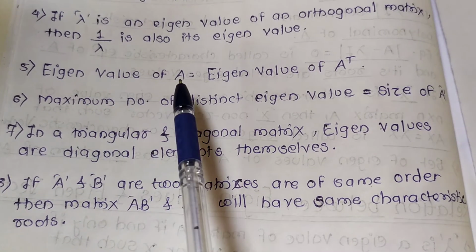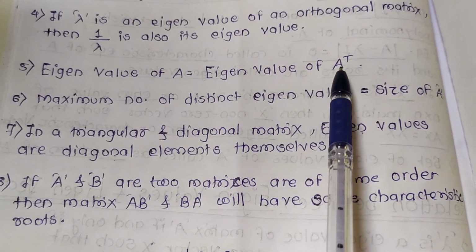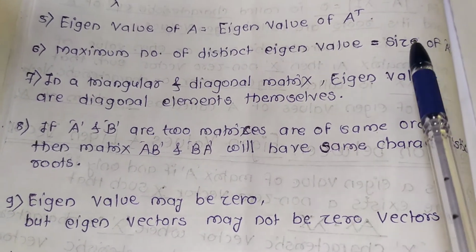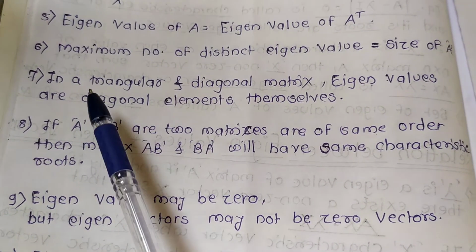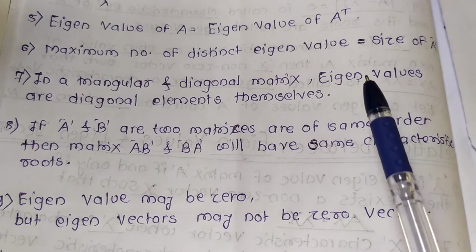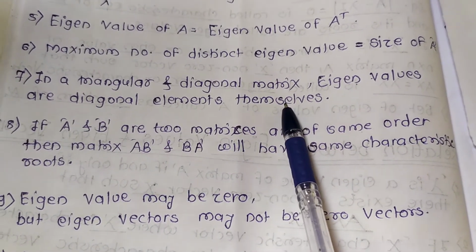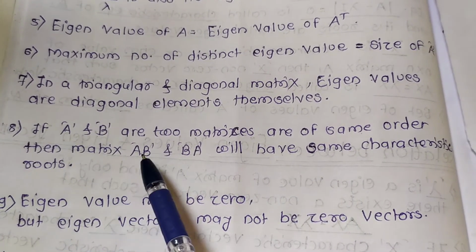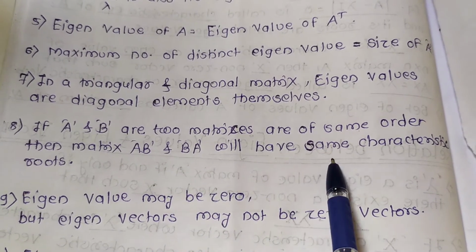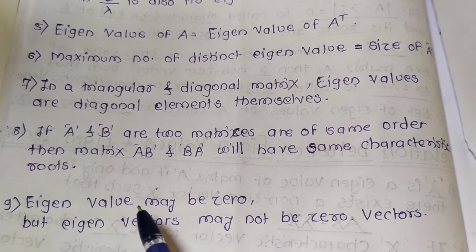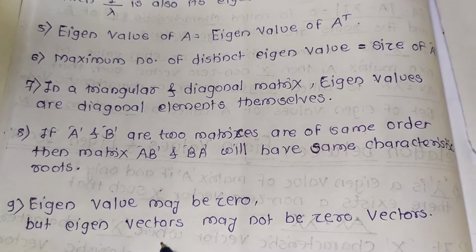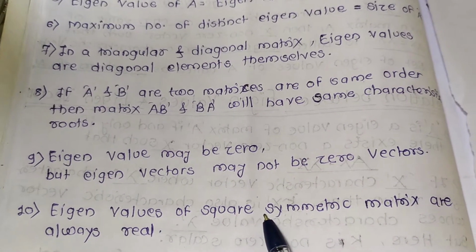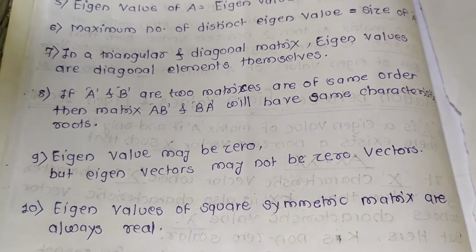Okay. Eigenvalues of A are equal to eigenvalues of A transpose. The maximum number of distinct eigenvalues is equal to the size of matrix A. In a triangular and diagonal matrix, the eigenvalues are the diagonal elements themselves. If A and B are two matrices of the same order, then matrices AB and BA will have the same characteristic roots. An eigenvalue may be 0, but eigenvectors may not be zero vectors. Eigenvalues of a square matrix are always real.